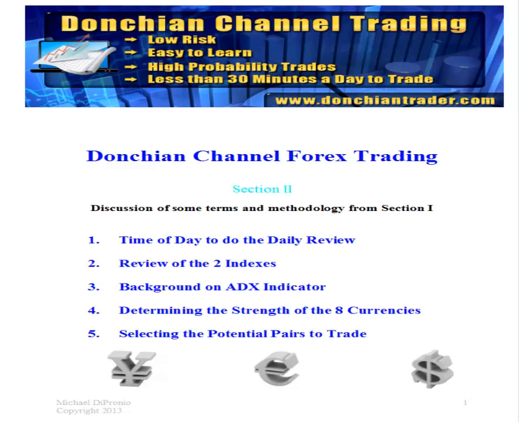In Section 2, we'll go into a little bit more detail behind our analysis. We'll be talking about 1, the time of day to do the daily review; 2, review of the 2 indexes; 3, background on the ADX indicator; 4, determining the strength of the 8 currencies; and 5, selecting the potential pairs to trade.